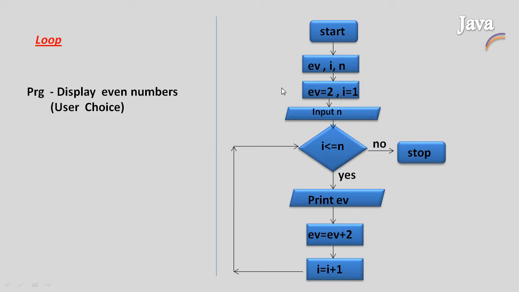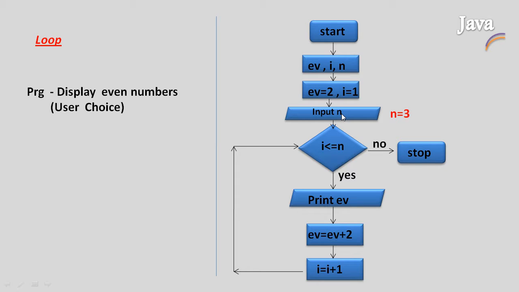Now let us do the dry run and understand how the user choice program is going to work. Okay, so what is the value of EV? It is 2. Value of I is 1. I am going to input the value of n. Okay, now suppose I need to display first 3 even numbers. So I have inputted the value from the keyboard of n, which is 3.